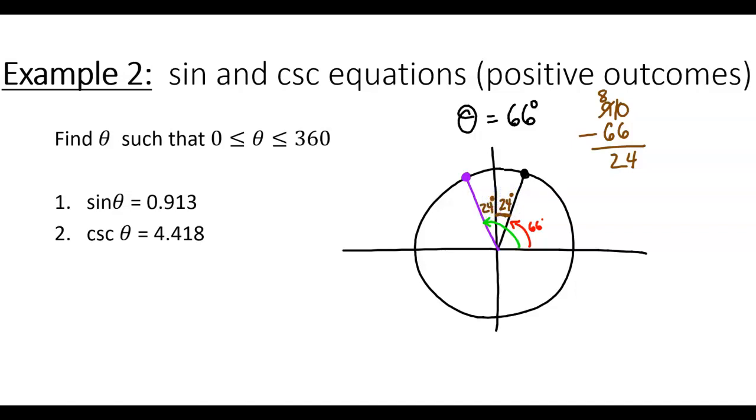And so now I'm ready to calculate this. This green arc here, this angle that goes to the purple line, is going to be 66 plus 24 plus 24. And I get 114 degrees for that. So there's our other answer, 114 degrees.